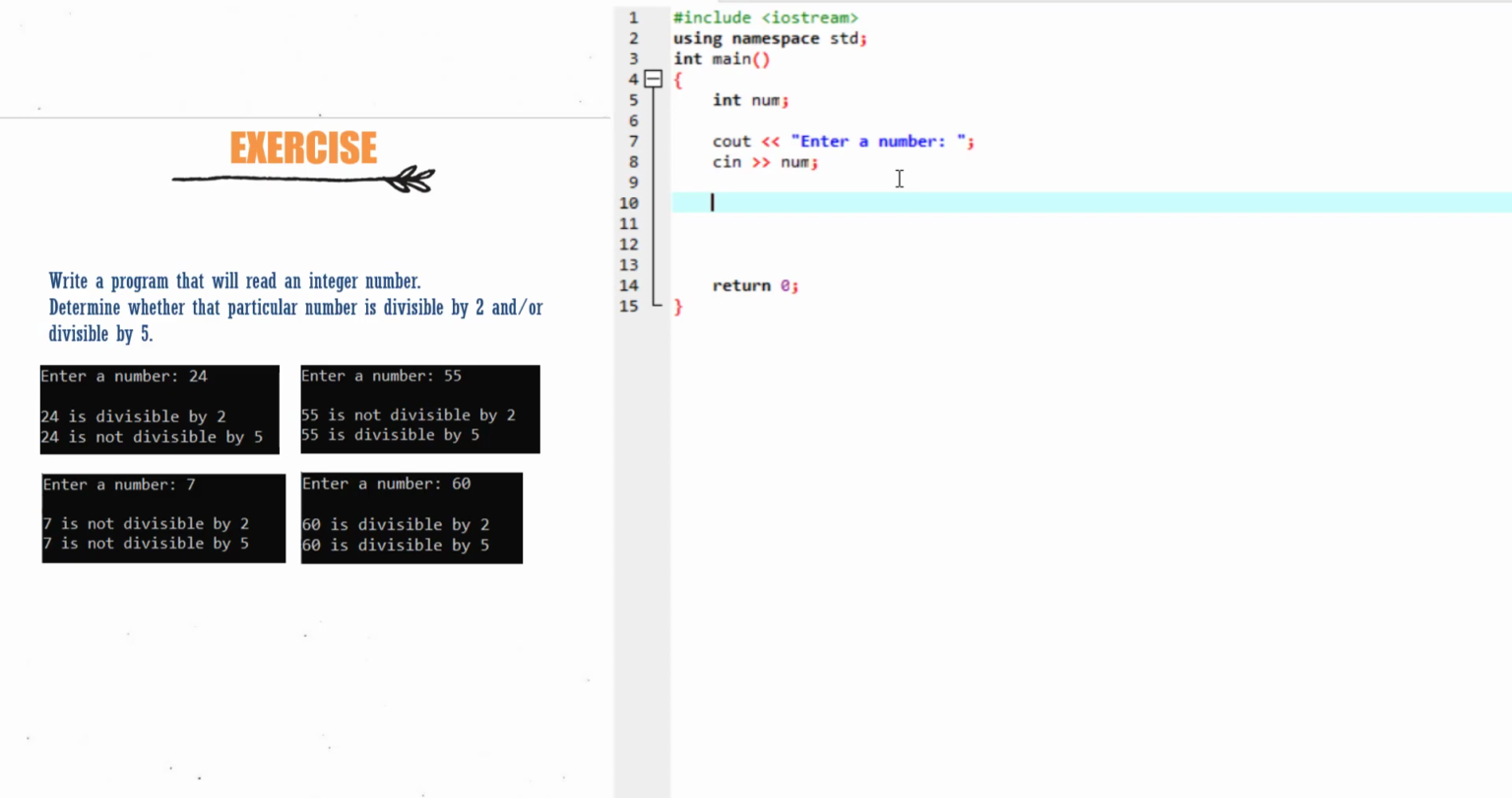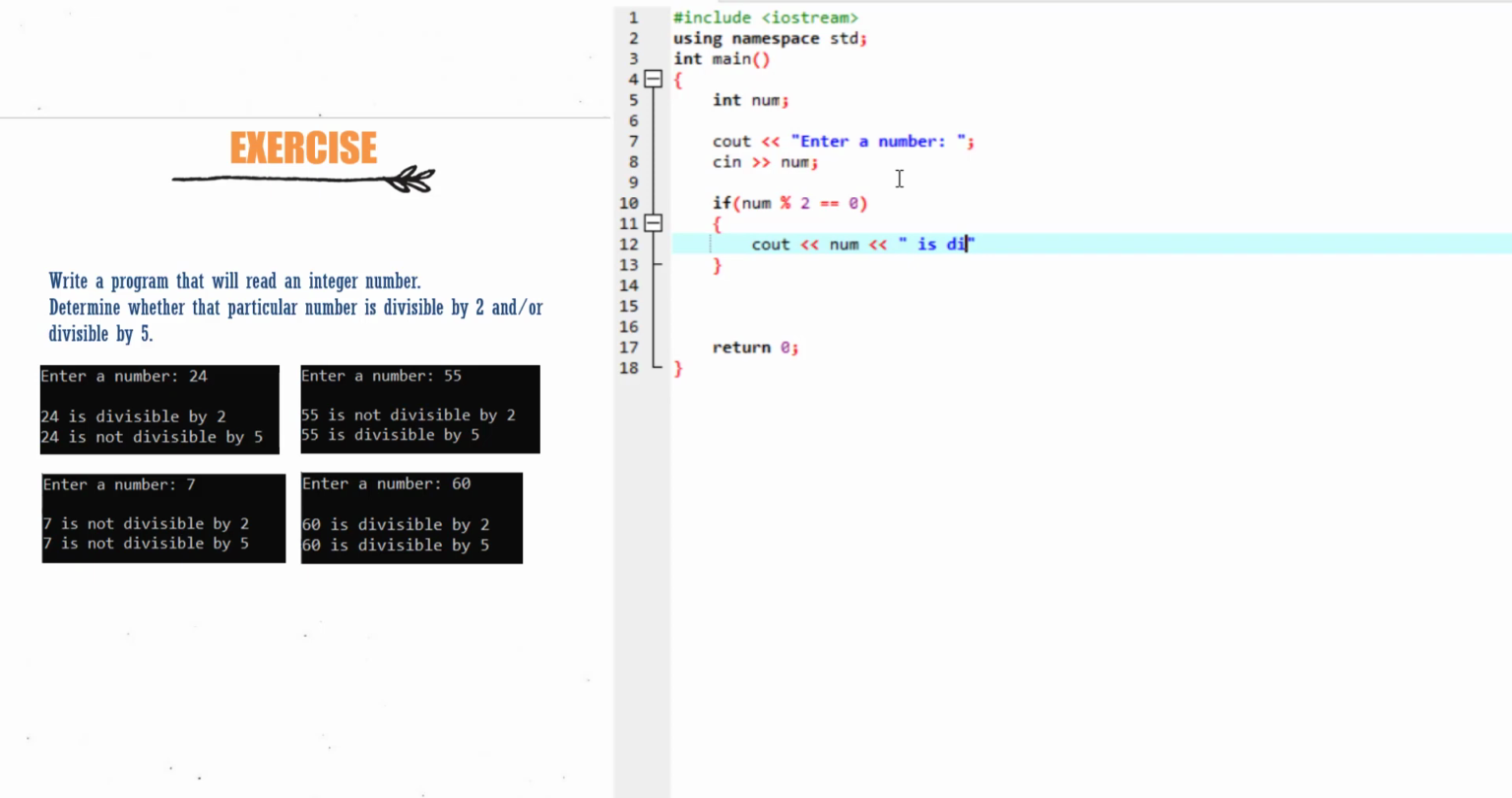A number is divisible by 2 when we divide it, it does not have any remainder. So if you want to check for remainder, the operator that we would use would be the modulus sign. So we would write here, if the number, when we divide it with 2 and there is no remainder, this number would be divisible by 2. So we will write here, cout num is divisible by 2.